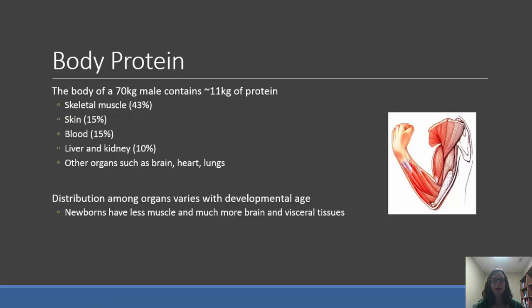So we do carry quite a bit of our weight as protein in our bodies, with our biggest stores in our skeletal muscle, followed by protein that we find in our skin, in our blood, and then our liver and kidney. Though proteins are ubiquitous throughout our entire bodies, and we find them everywhere in the body. The distribution of proteins among organs does vary with developmental age, with newborns having much less muscle mass, so less proportion of their protein is in their muscle.